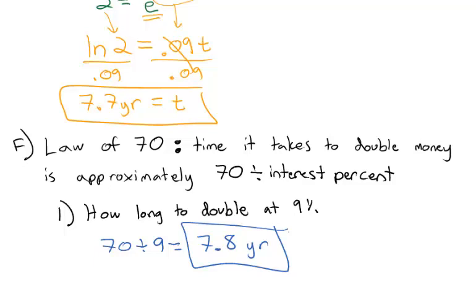Now on the test, you're going to have to use the natural logarithm. But this is a nice little thing. I just want you to be exposed to the law of 70, also called the law of 72. Some people do 72 divided by 9. It's just an estimate, so it's probably just fine. So that's our simple interest and compound interest discussion.